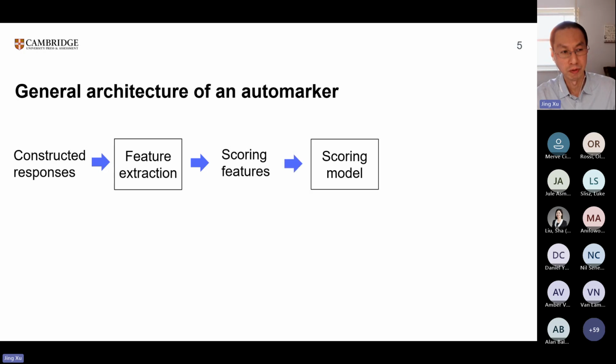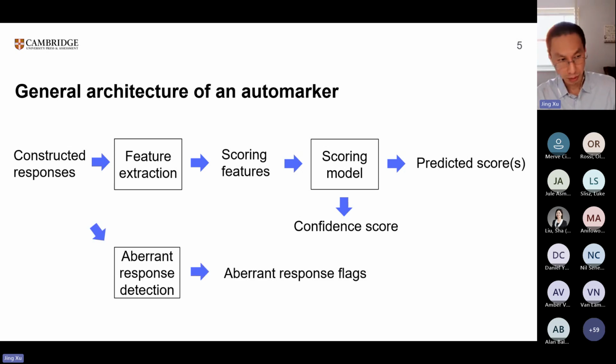The features are called the scoring features, and the scoring model will pick on different features to make the best prediction of the human scores. And in some models, like deep learning models, it can also generate a confidence score telling you how likely the score prediction is accurate. And the additional component is aberrant response detection, like off-topic responses or speaking nonsensical language, or the organization is very strange, or there are double attempts, 2 attempts. So there should be a separate component for aberrant response detection to prevent any gaming behaviors.